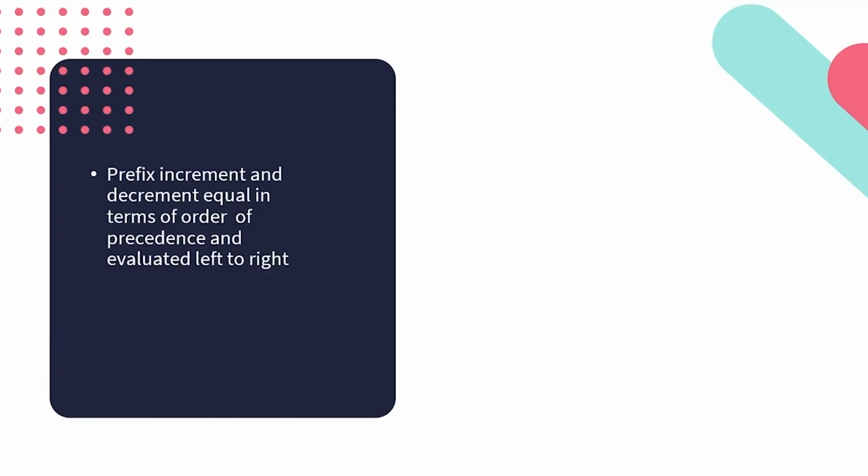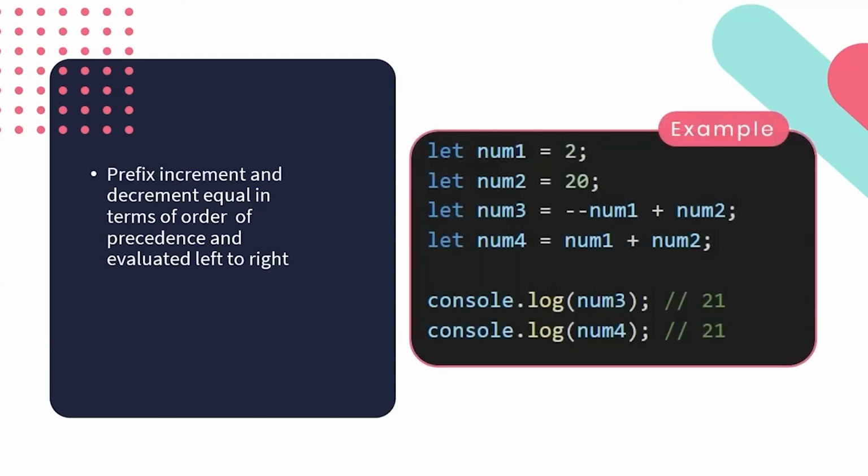And another thing that's important to note on prefix increments and decrements, the prefix increment and decrement are equal in terms of order of precedence in a statement, and therefore evaluated left to right. Take a look at this example. Over here, num3 is equal to 21, because num1 is decremented to 1 before the addition occurs. The variable num4 also contains 21, because the addition is also done using the changed values.